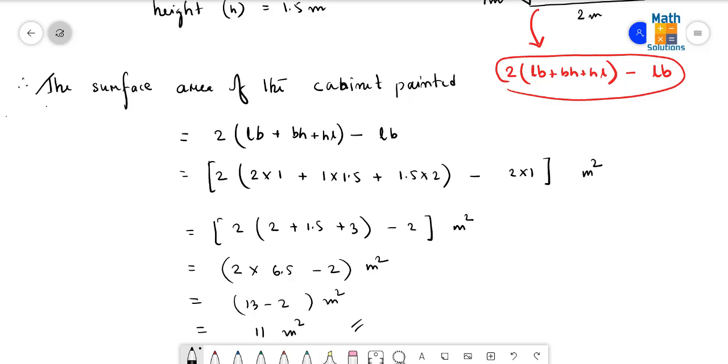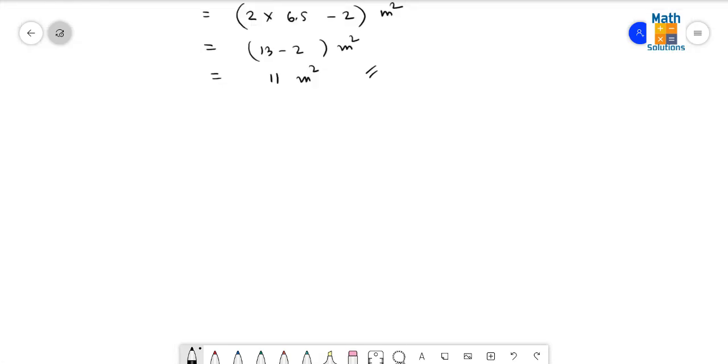Next we shall come to question number 5. In question number 5, what is given? Daniel is painting the walls and ceiling of a cuboidal hall with length, breadth and height of 15 meters, 10 meters and 7 meters respectively. From each can of paint, 100 meters square of area is painted. How many cans of paint will she need to paint the room?